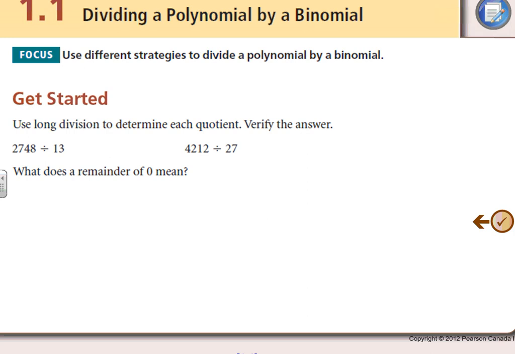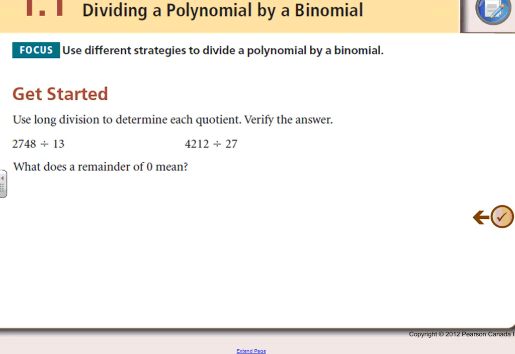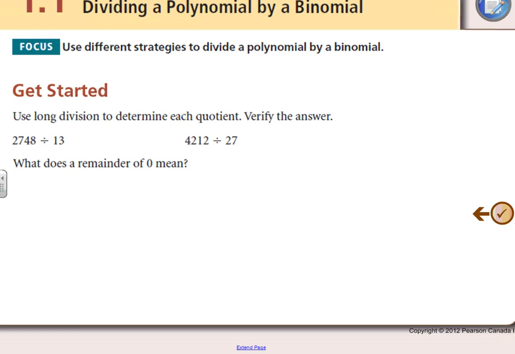We're going to take the process of dividing and apply it when we have x's and y's and all kinds of variables attached, as in polynomials. So let's remind ourselves of how to use long division. The first one we're saying is 2748 divided by 13. So that's 2748 over 13.